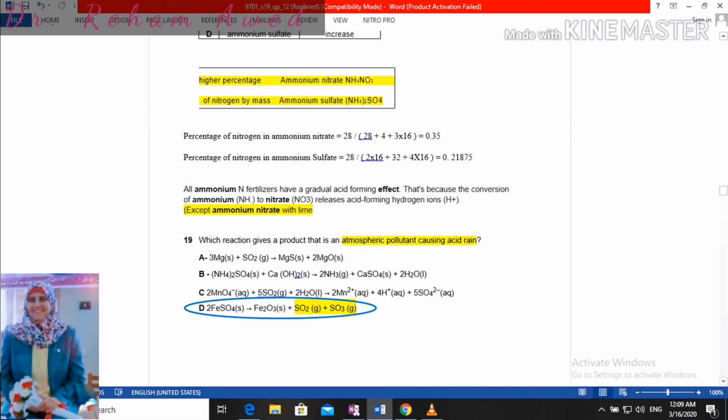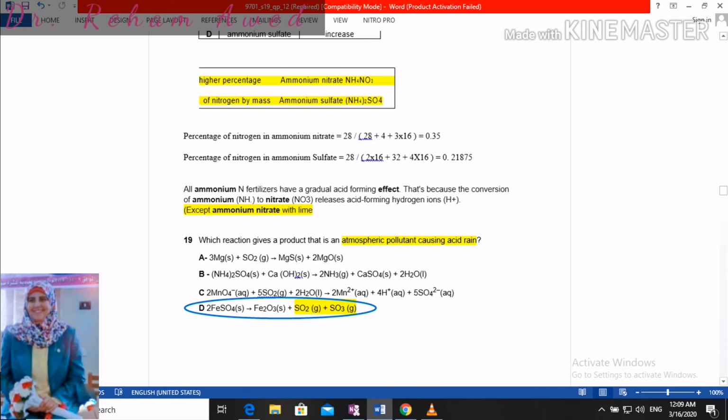And if it is one cause of acid rain, we are looking for the best choice. Take care, it is oxidized, so it is in solution. It is in aqueous form, not in gaseous form. So it isn't one of the gases responsible for acid rain.